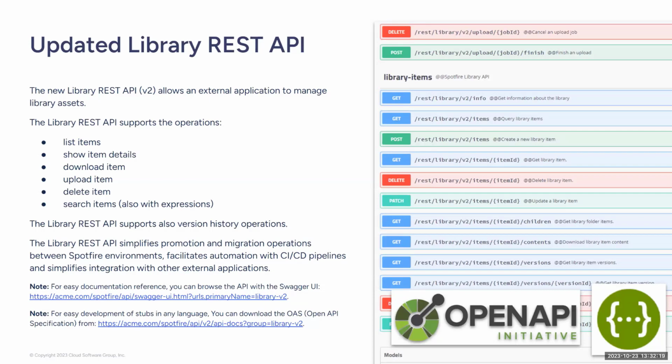And note that the search items support using library search expressions, which are really powerful. And that lets you find assets modified by a certain person, items modified recently, and items not accessed for a long time, for instance. The library REST API also supports version history operations like modify version name and description, delete version, and others. Some of the valuable use cases that this API enables are integration with other applications and systems, automation in CI/CD pipelines, and promotion and migration between Spotfire environments.